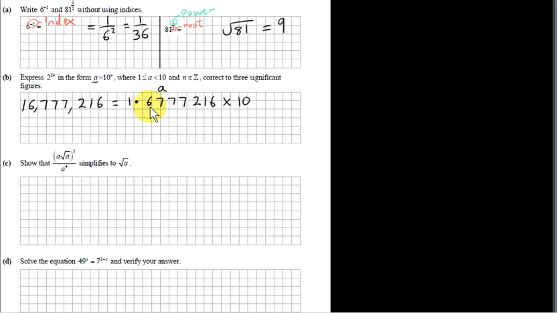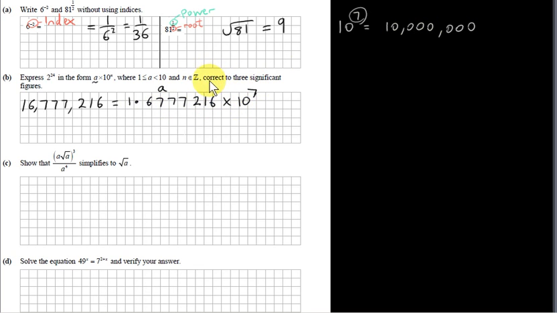Well, what do we have to do? How many places must we move this decimal point so it goes from here out to here? Well, let's just count them. 1, 2, 3, 4, 5, 6, 7. So we have to multiply a by 10 to the power of 7. 10 to the power of 7 is actually 10 million. So we're multiplying this number a by 10 million. 10 million is a 1 with 7 zeros, so the power just gives us the number of zeros. So when we multiply a number by 10 to the power of 7, we just move the decimal point 7 places to the right.